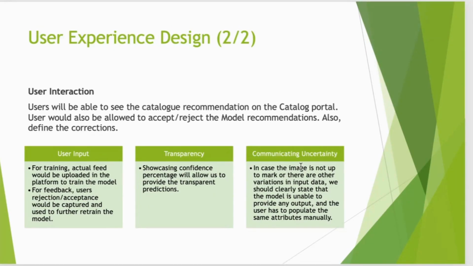Communicating uncertainty. So in case the image is not up to mark, when I say not up to mark, that means it has a poor DPI, the image is pixelated, it is not clear, the image does not have a clear background. In all those cases, we can choose to reject the image directly instead of generating some prediction out of it. That would also help us ensure the model is trained on very standard images so that we have higher accuracy.